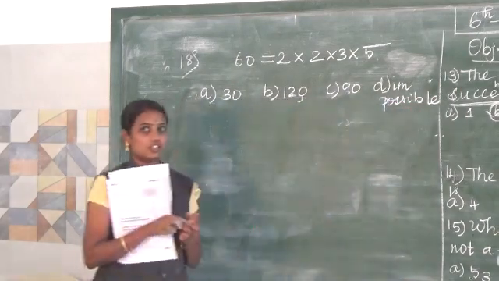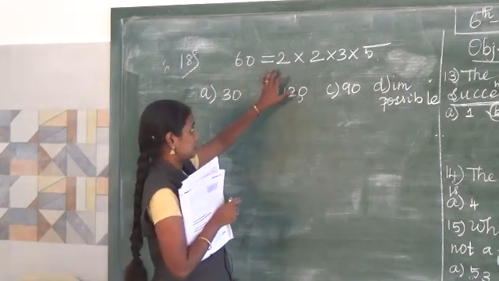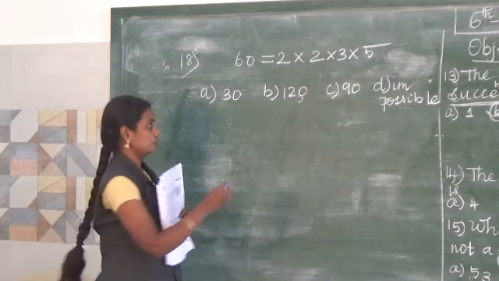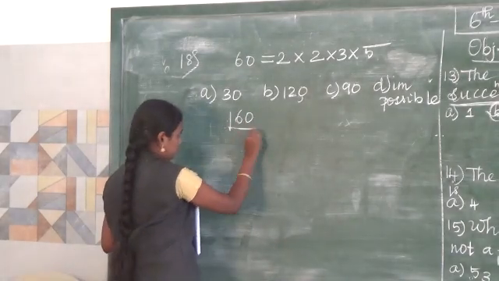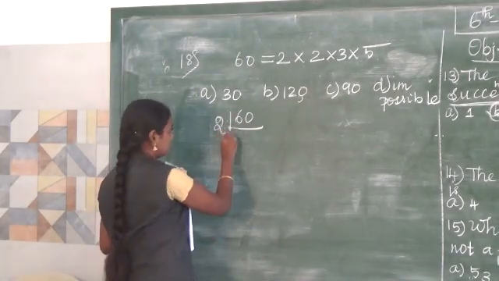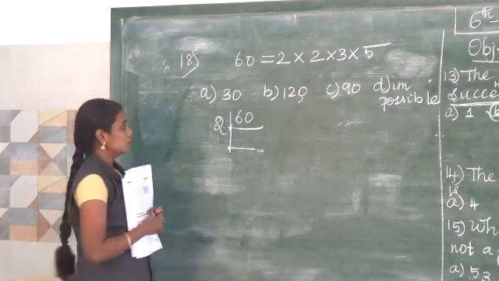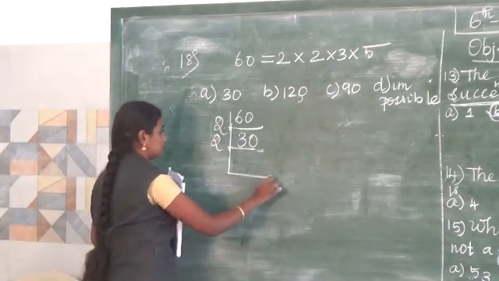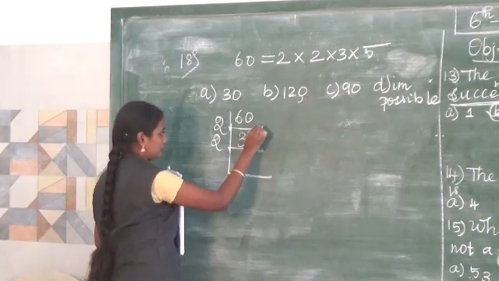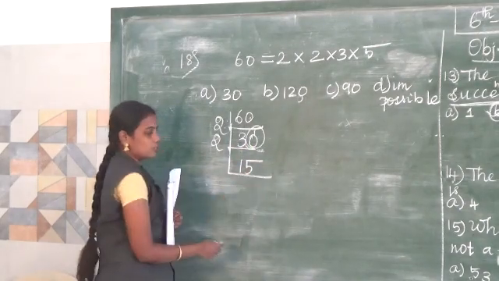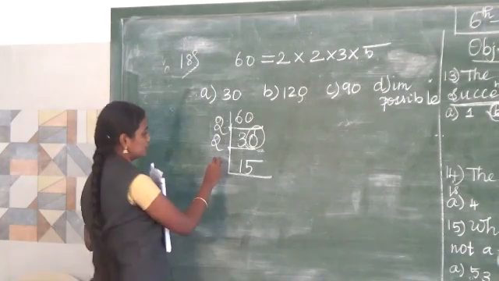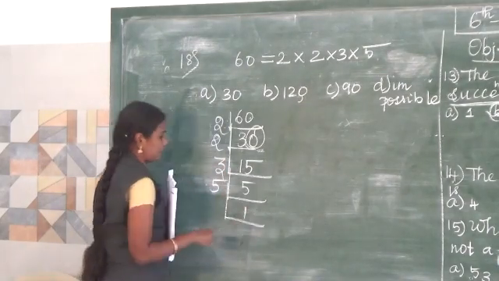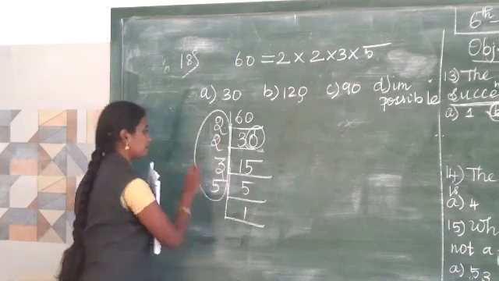The question is, do we have any other factor than 2 into 2 into 3 into 5? We can check now. Go for the prime factorization of 60. 2 table. Always start from the 2. 2 threes are 6, 0 as it is. Again 2 table, 1, remainder 1. 15 will not come in the 2 table, so go on the 3 table. 5, then 5, 1. So, these are the prime factors.